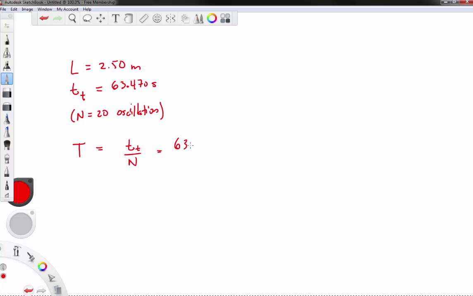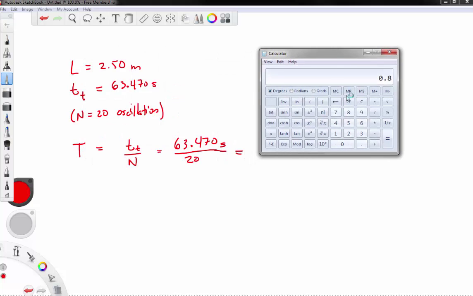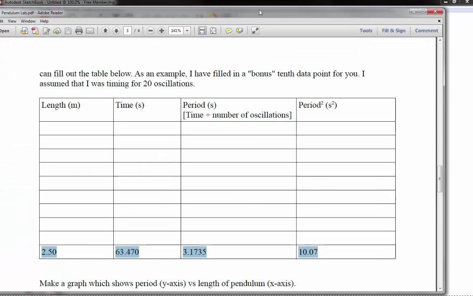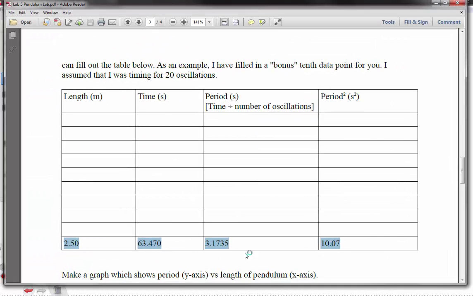So that would be 63.470 divided by 20. So plugging this into the calculator, I have 63.470 divided by 20, and that gives 3.1735. So this is 3.1735 seconds. And you'll notice that that is in fact what I have put in to this period. So this you measure with your stopwatch. This is your first calculation.